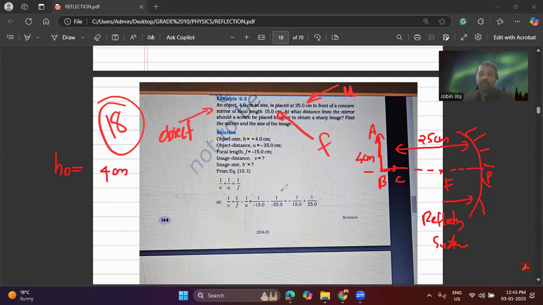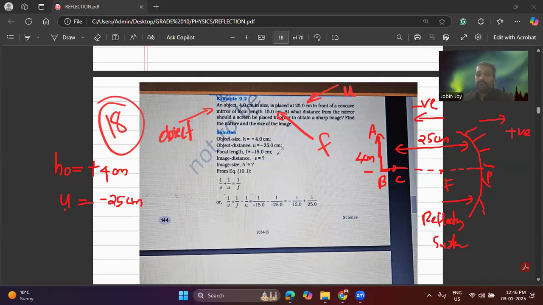What is the sign? You have to apply the sign convention, right? This is above the principal axis. Above the principal axis means you should give plus. Then the object distance is U. This is the reflecting surface, so this side is negative and this side is positive. That means minus 25 centimeter. So U is equal to minus 25 centimeter.